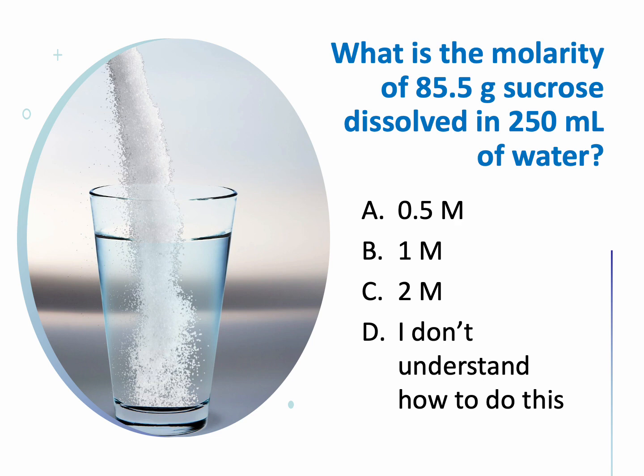Now, had you added the quarter of the sucrose, at 85.5 grams, to 1,000 mils, then you would have a 0.25 molar solution, right? Because it'd be diluted. But because you changed both the sucrose mass and the volume of the water by the same amount, everything stays constant. So it's a 1 molar solution.